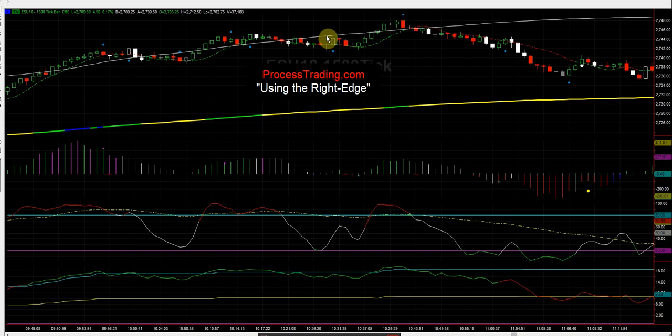There's a contrarian band above and below the process trading VWAP. You don't see the bottom one right now. It's out of the screen. So on the top one, when price gets to it or over it, it will regress to the mean.